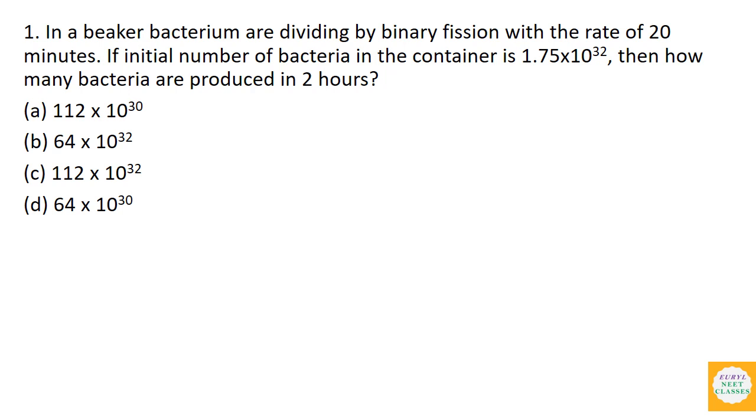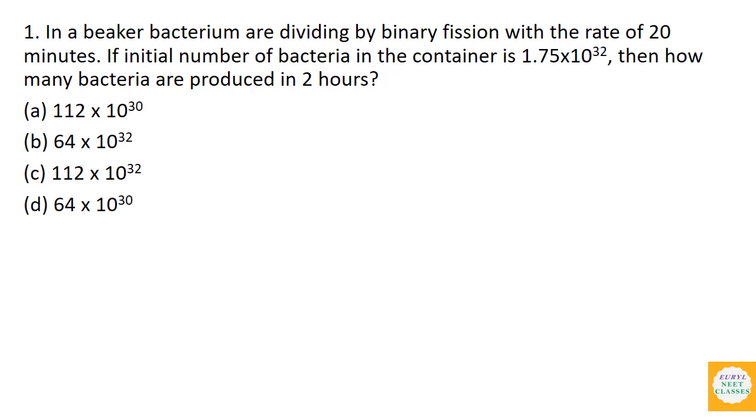The first question. In a beaker, bacteria are dividing by binary fission at the rate of 20 minutes. If the initial number of bacteria in the container is 1.75 into 10 to the power of 32, then how many bacteria are produced in 2 hours? So here you should have an idea. What does that mean? That bacteria is dividing every 20 minutes. So after 2 hours, how many bacteria are going to be present?